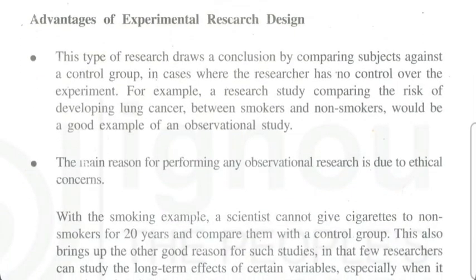Advantages of experimental research design. This type of research draws a conclusion by comparing subjects against a control group, in cases where the researcher has no control over the experiment. For example, a research study comparing the risk of developing lung cancer between smokers and non-smokers would be a good example of an observational study.